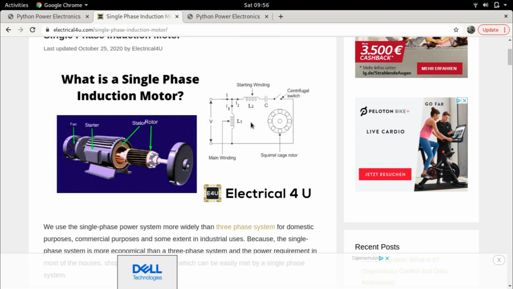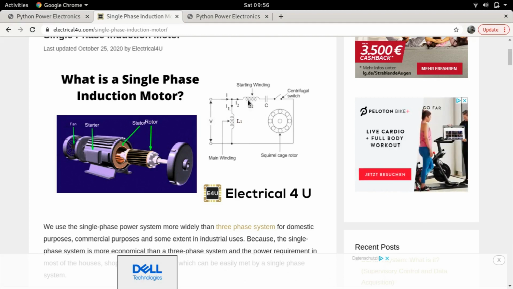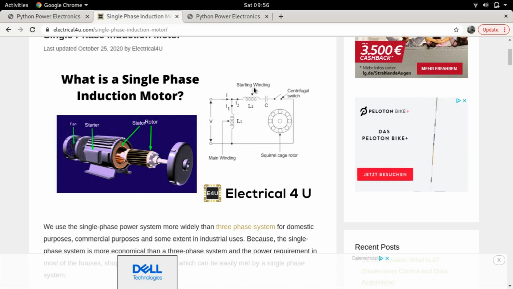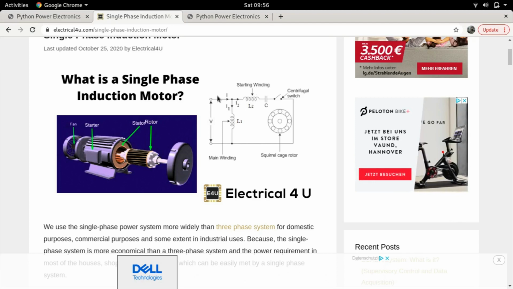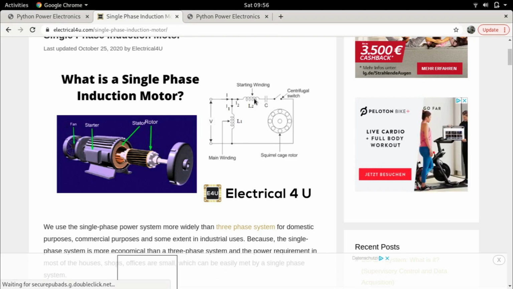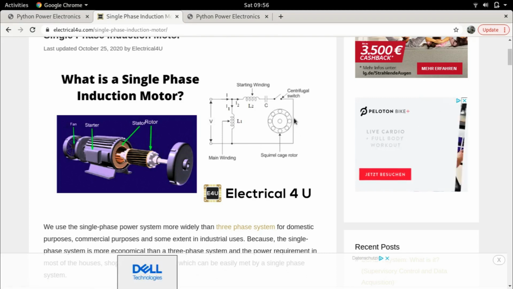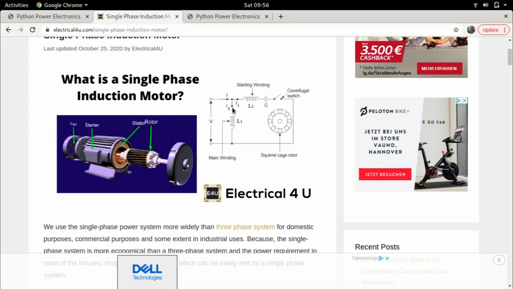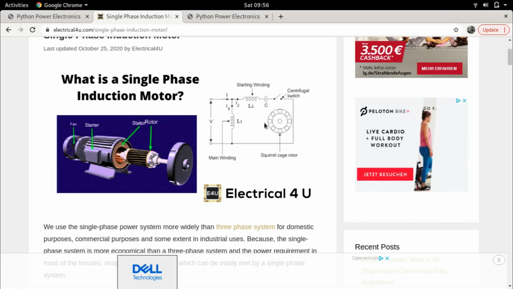Now there is a bit of a complication, in the sense that a single phase induction motor is not self-starting by nature, and we'll talk about that through simulations. But in order to make it self-starting, a single phase induction motor usually has an auxiliary winding. For example, this is the main winding, which is the stator winding, and this is an auxiliary winding, which we will add later. Currently what we are looking at is this main winding and this squirrel cage rotor. That's all we are looking at. We will add this a little later.